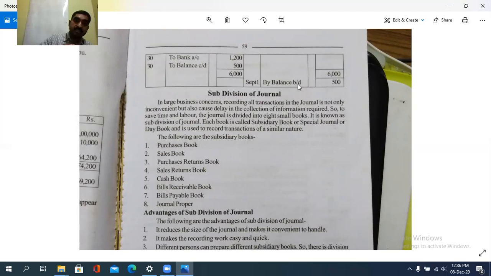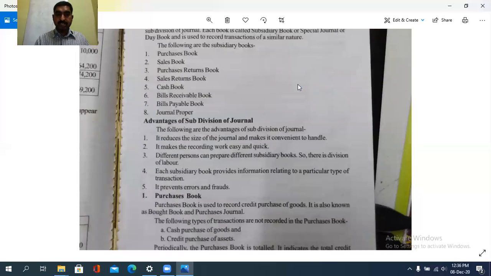Now all purchases go in the purchases book, all sales in the sales book. In that way, we are going to record the transactions. Our purchases book, sales book, purchase returns book, sales returns book, cash book, bills receivable book, bills payable book, and journal proper.